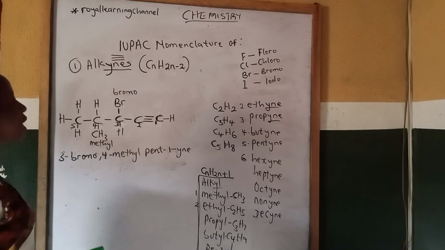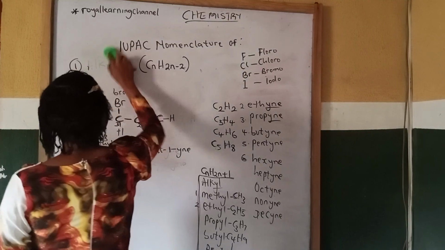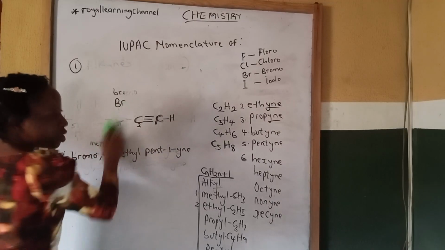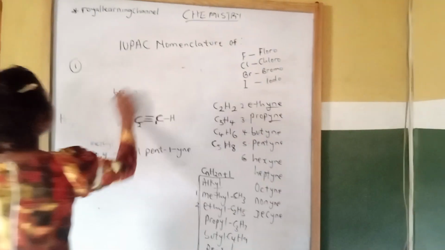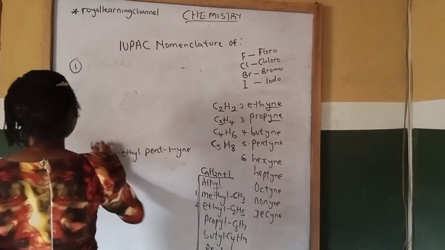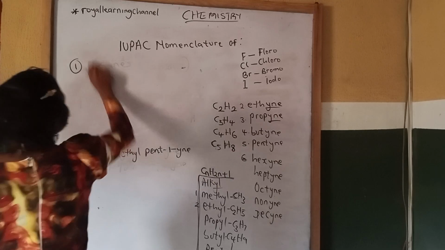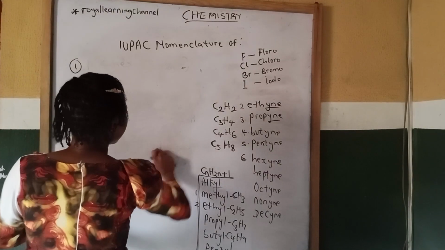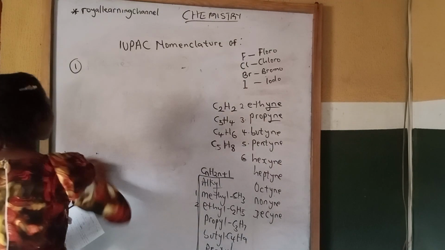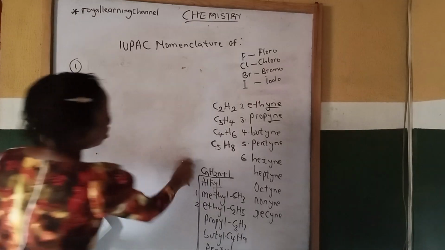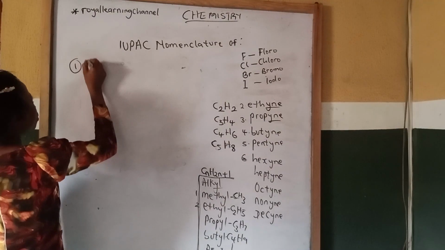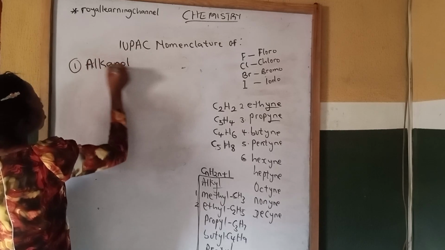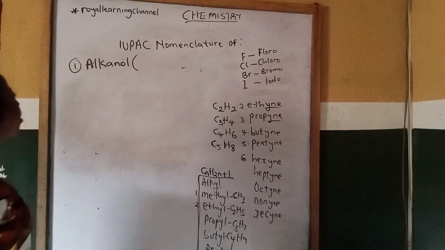So let's quickly talk about another organic compound, the IUPAC nomenclature of alkanol. Let's move to the IUPAC nomenclature of alkanol. Alkanol.